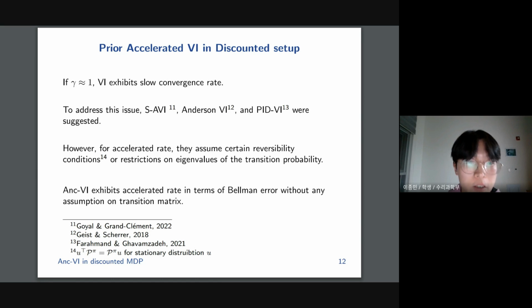However, there is one limitation on these prior works, and that is to obtain the accelerated rate, they all assume some specific structural condition on transition probability. Specifically, they assume a certain reversibility condition or restriction on eigenvalues of the transition probability. And these conditions do not seem mild, since first, it is hard to verify whether this condition is satisfied, and assuming some structural condition on transition probability is not that easy.